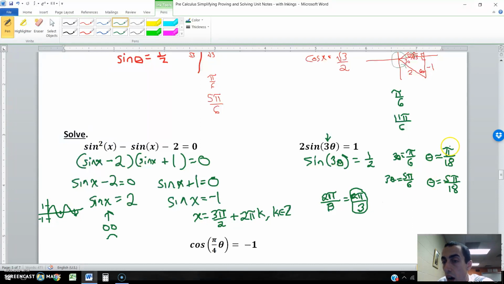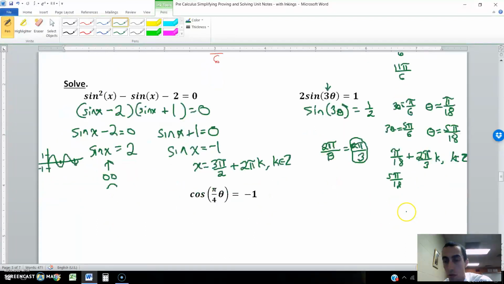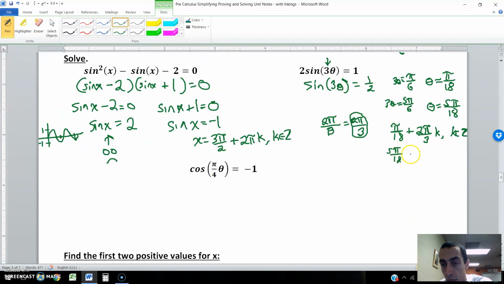So in order to find all of the solutions, we need to take this period and factor it in for both of these angles. For one of the angles, we're going to have pi over 18 plus the period of our graph times k, where k is an integer. And then we're also going to have 5 pi over 18 plus the period of our graph times k, where k is an integer. Let me scroll so my camera video isn't blocking you.